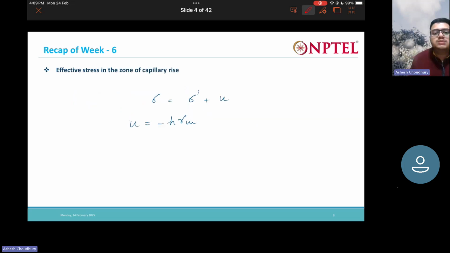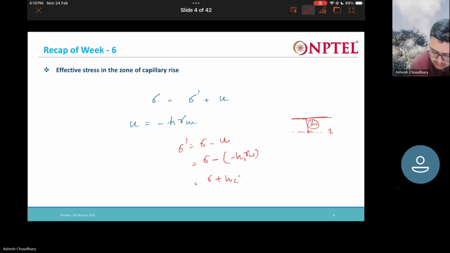We solved some problems using this in the previous session also. In the zone of capillarity, say this is the water level and the water rises to this level due to capillarity. At this level, if I want to find the effective stress, effective stress is total stress minus pore water pressure. Here the pore water pressure is actually negative, minus HC into gamma W, where HC is the height of capillary rise. Finally, the effective stress becomes HC into gamma W.